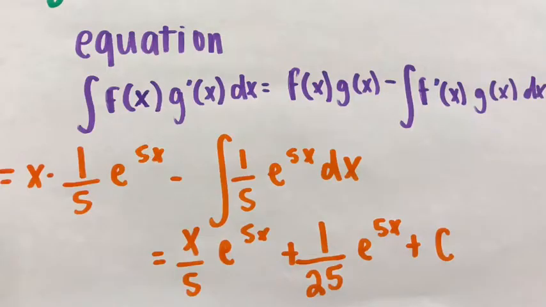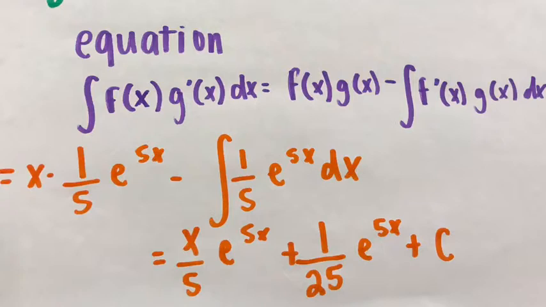You start with the equation that is used when taking the integral by parts. You do the integral of f of x times the derivative of g of x dx, which equals f of x times g of x minus the integral of f prime of x times g of x dx.